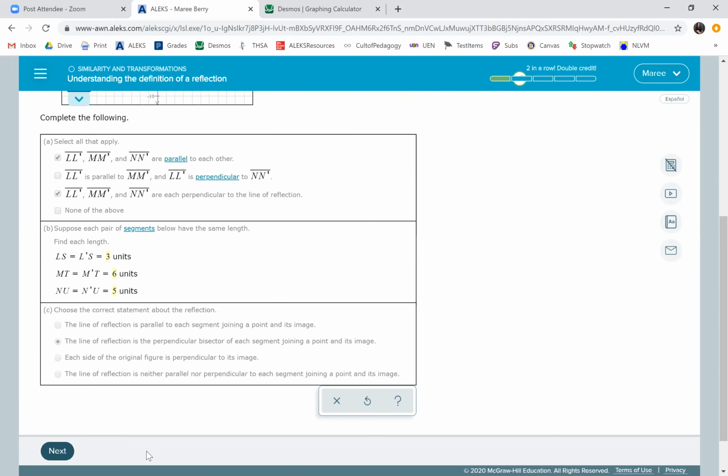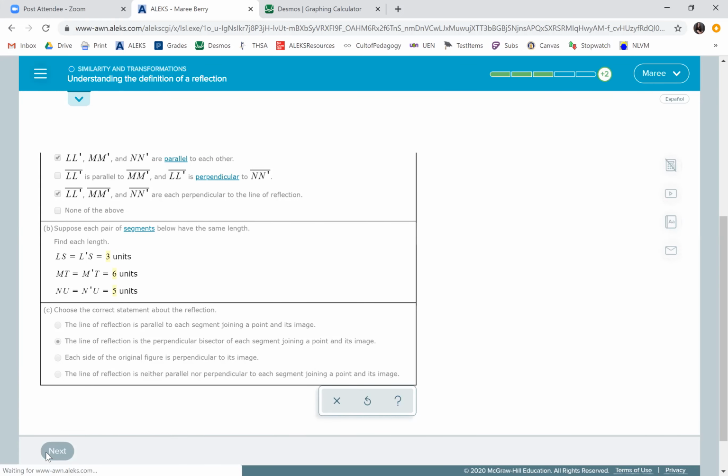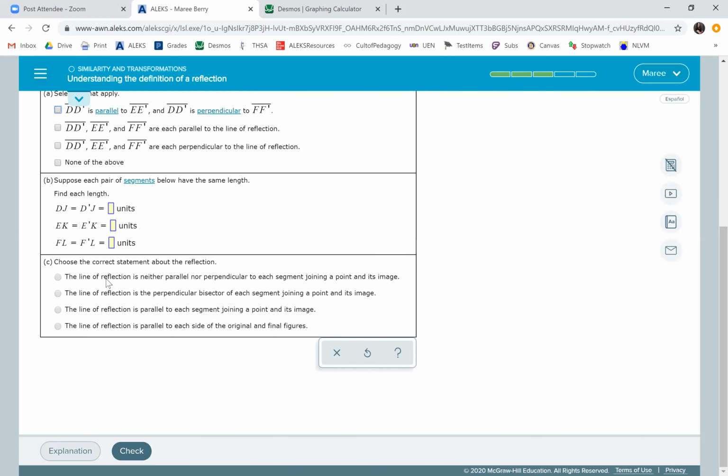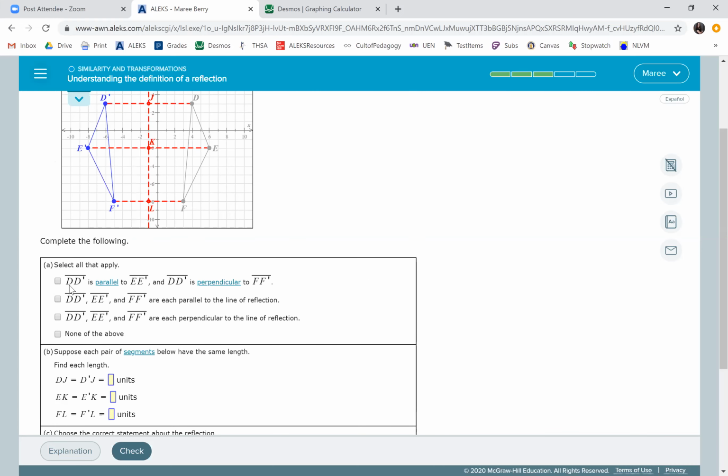Looks like C is going to be the same answer every time, or at least the one that chooses about the reflection. The line of reflection is the perpendicular bisector. Yep, I'm going to click that one, same as before. These are, that's not true. They're going to be parallel to each other or perpendicular to the line of reflection. So it's this one.